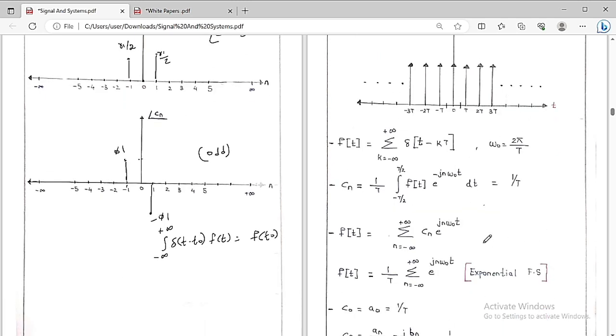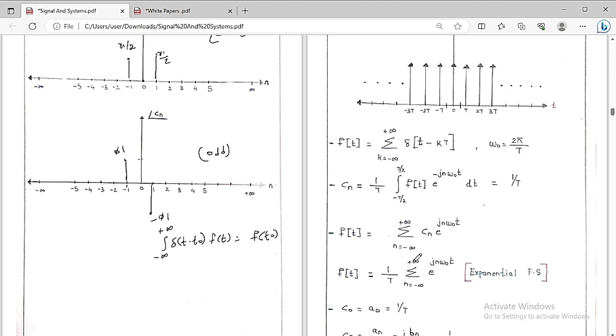And you know the exponential Fourier series expression: f of t is equal to sigma n equal to minus infinity to plus infinity Cn e to the power of j n omega naught t. Just now we have figured out Cn is nothing but 1 by T. T is a constant for a given signal, so 1 by T is also constant. So take it outside because it is independent of n. So 1 by T sigma n equal to minus infinity to plus infinity e to the power of j n omega naught t. So this is the exponential Fourier series for this expression.